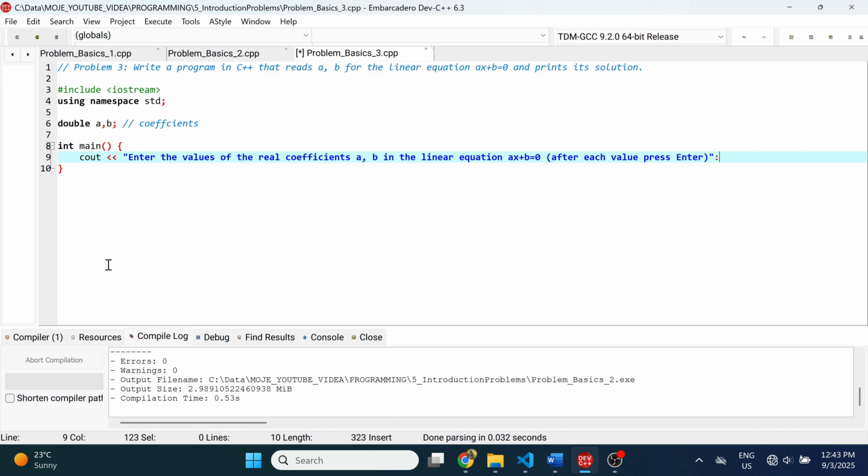Inside main, I first display a message asking the user to enter the values of a and b. Then I read these two values from the input.